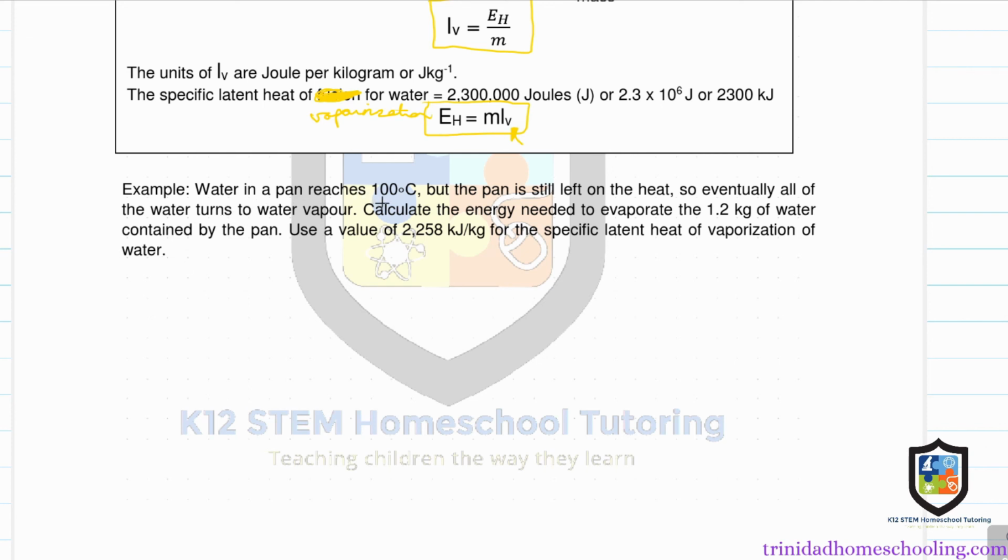A pan of water reaches 100 degrees Celsius, but the pan is still left on the heat. So eventually all of the water turns into water vapor. So our process here, our change of phase, is liquid to gas, okay? So for vaporization, it's a change from liquid to gas. Calculate the energy needed to evaporate 1.2 kilograms of water contained by the pan, and use a value of 2258 kilojoules per kilogram for the specific latent heat of vaporization. So the same formulas we're going to use.